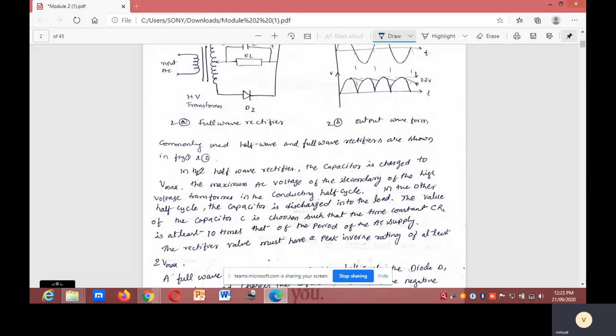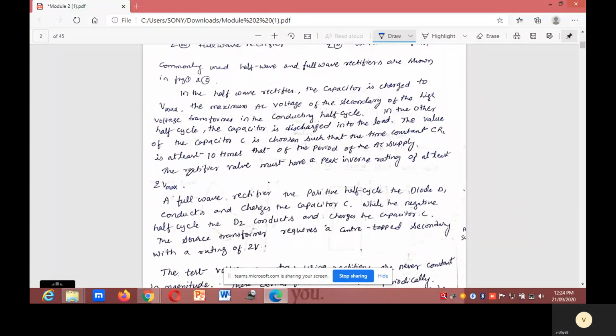The value of the capacitor C is chosen such that the time constant C RL is at least 10 times the period of the AC supply. How is the capacitor chosen? It is chosen such that the time constant C RL is at least 10 times the period of the AC supply. The rectifier valve must have a peak inverse rating of at least 2 Vmax.